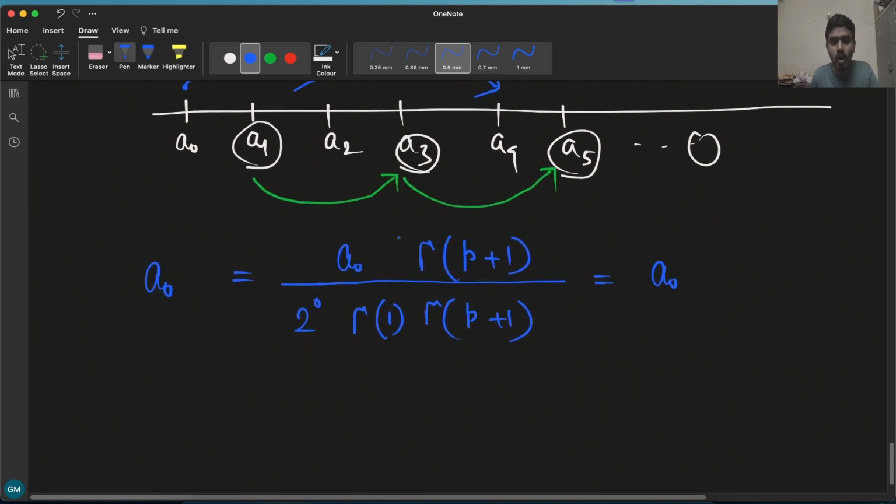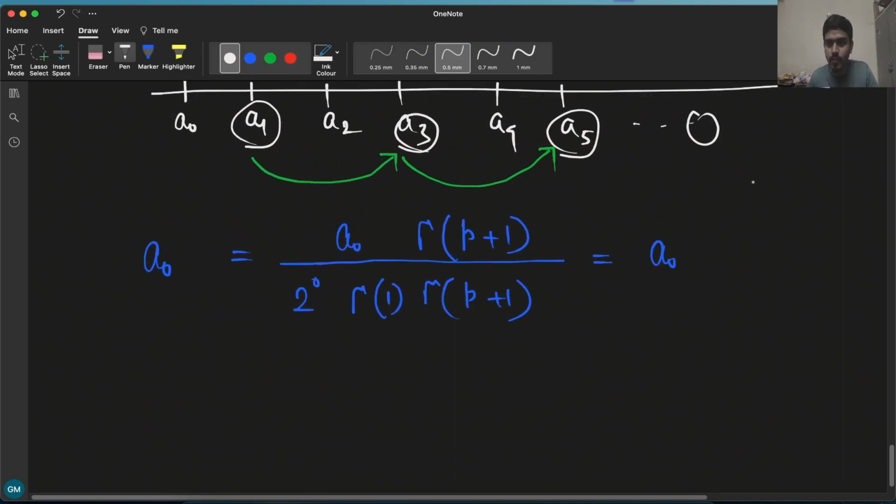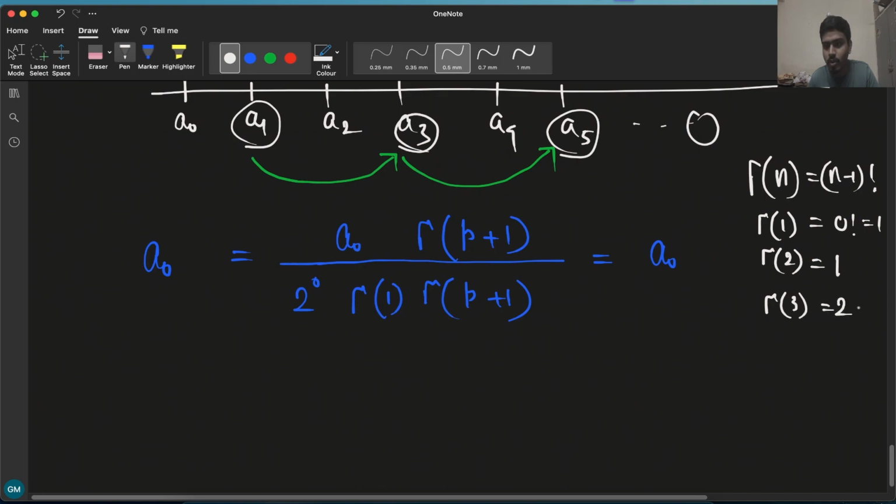By the way, if you don't know about these gamma functions, I will attach a link of a lecture in the description section. From there you can learn about gamma functions. For the time being, we can think of these gamma functions as gamma n equals to (n minus 1) factorial. So gamma 1 equals 0 factorial, which is 1, gamma 2 equals 1 factorial, which is 1, gamma 3 equals 2 factorial, which is 2, gamma 4 equals 3 factorial, which is 6, and so on.